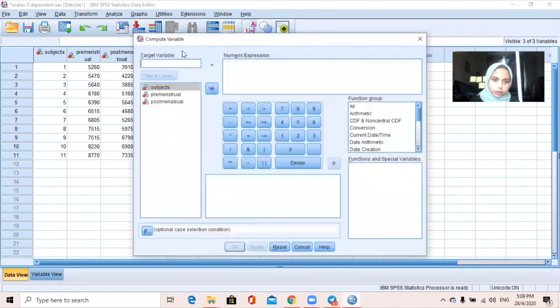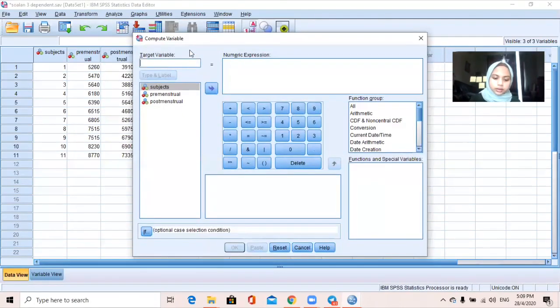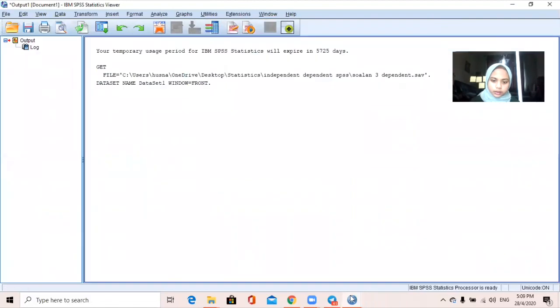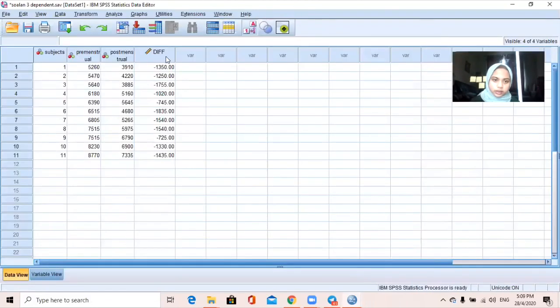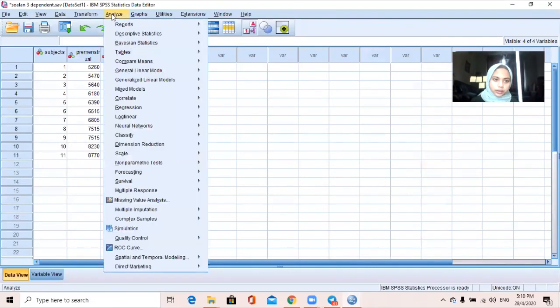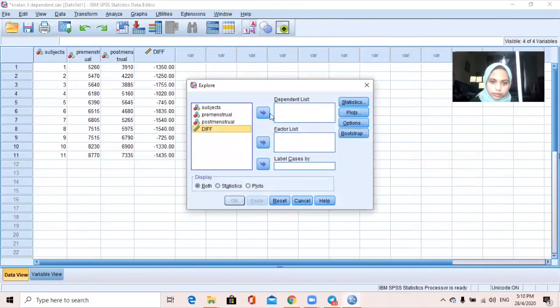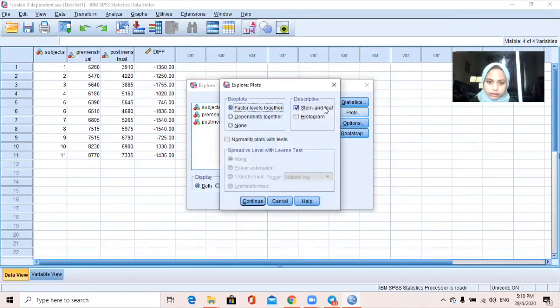Go to Transform, Compute Variable, type difference. Okay, so postmenstrual minus premenstrual. So click OK. Okay, so this is the difference between premenstrual and postmenstrual. So next we need to analyze the normality of the data. We go to Analyze, Descriptive Statistics, Explore, and then put difference. There is no factor list because there is only one group. Plots, normality plots with tests, Continue.